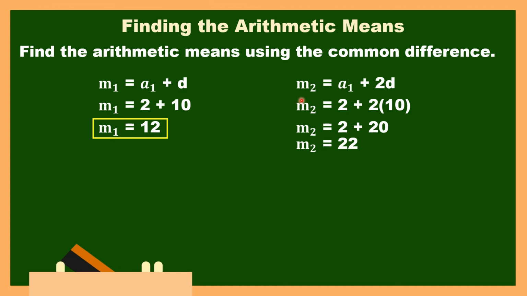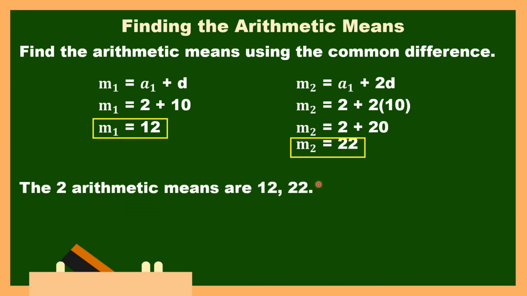At para naman sa m sub 2 or the second arithmetic mean, m sub 2 is equal to a sub 1 plus 2 times d. Then, substitute the value of the first term and the common difference, kaya magiging m sub 2 equals 2 plus 2 times 10. And m sub 2 equals 2 plus 20, since 2 times 10 equals 20. Then add 2 plus 20 is equal to 22. And 22 is our second arithmetic mean or the m sub 2.